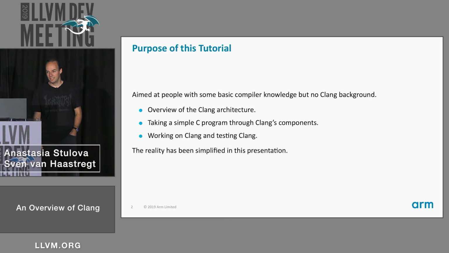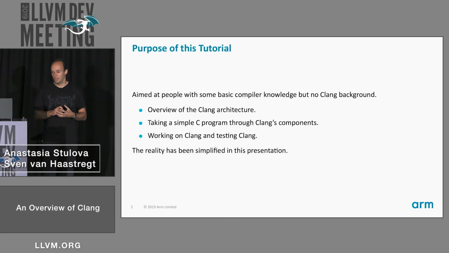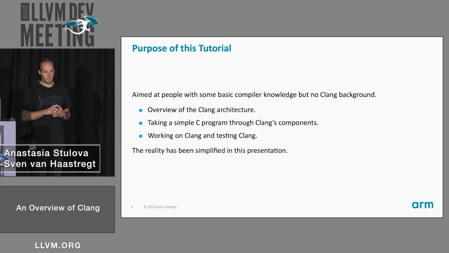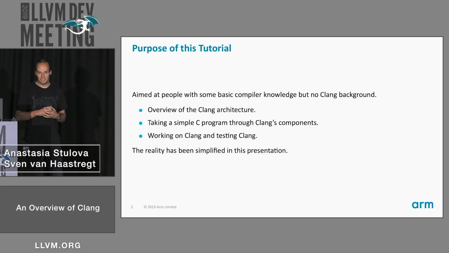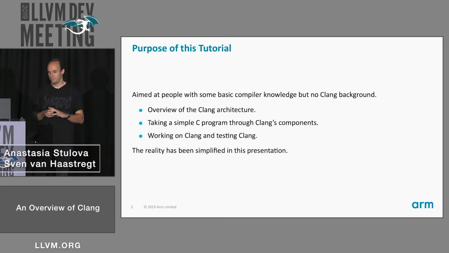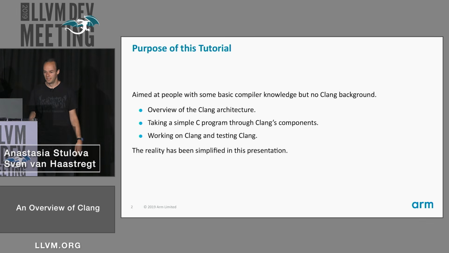What we're going to do is give you an overview of the Clang architecture, by taking a simple C program through the different components of Clang. Then we'll describe a bit how you can work on the Clang source code itself and how to test Clang and stuff like that. We've been simplifying the reality a bit because there's just too much to cover. Clang is not a trivial piece of software, so we had to make some simplifications here and there. But it should give you a good idea of the Clang overview, the Clang structure itself.